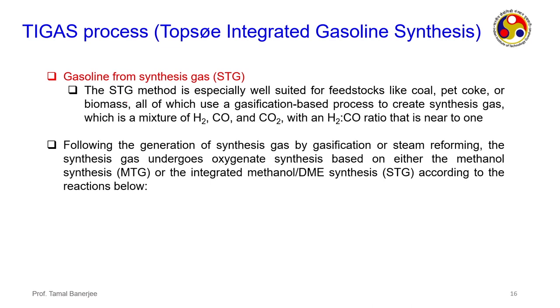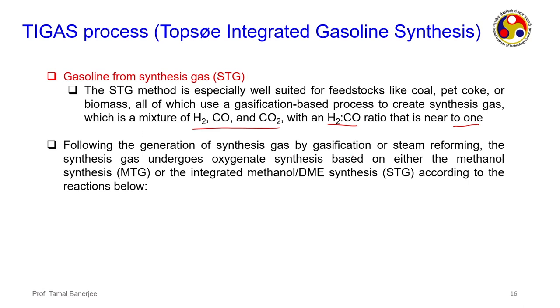In the STG method, it is well suited. So it can take up feedstock like coal, petcoke or biomass, all of which use a gasification based process to create syngas, which is a mixture of H2, CO and CO2, with an H2/CO ratio that is near to 1. Why 1? I told you, that is where the DME composition range is the highest.